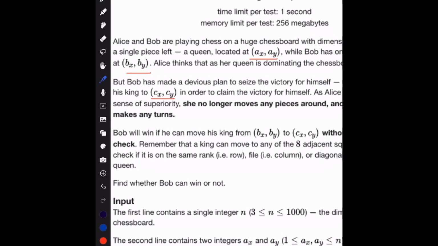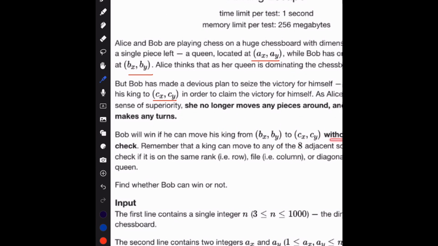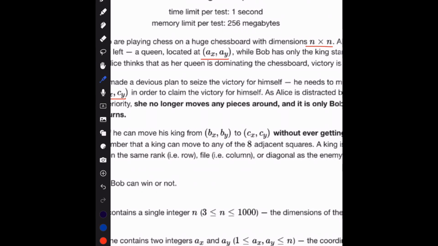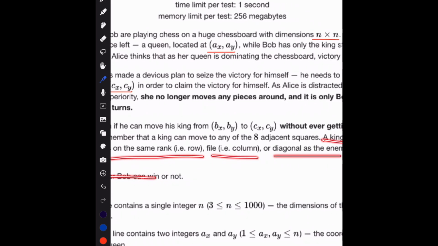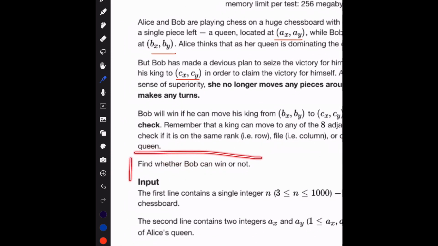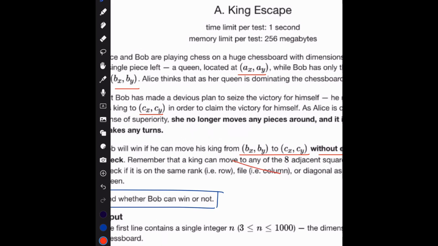Bob will win if he can move his king from these coordinates to this coordinate without ever getting in check. And remember that a king can only move to any of the 8 squares. A king is in check if it is on the same rank, same file, or the same diagonal. Then the main thing we want to do is find whether Bob can win or not. This is the condition that we are looking for. And what all things are provided to us are this, and without ever getting in check.